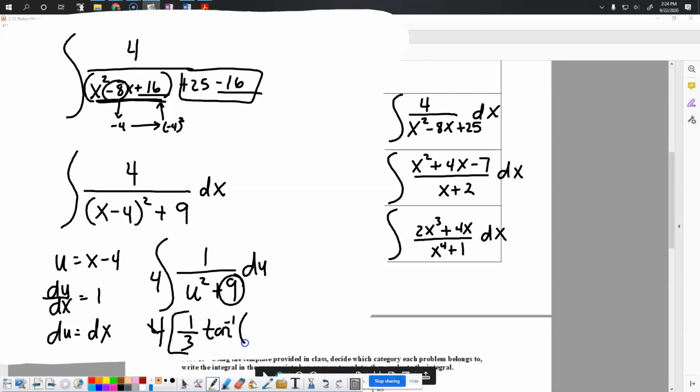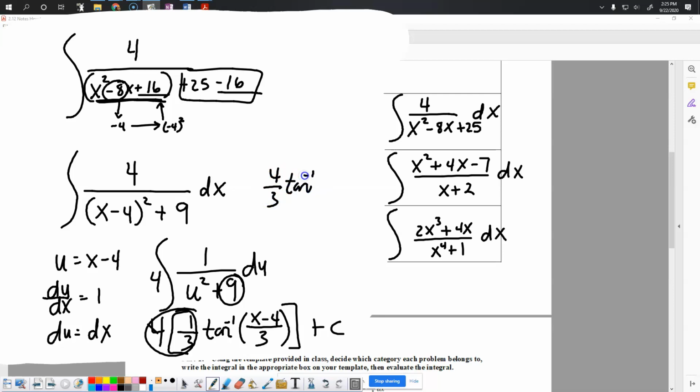Arctangent of u over a. And we don't want to forget our plus c. And we're going to put our u back in as x minus 4 now. In this case, I'm going to just multiply the 4 times the 1/3. And so your final answer would be 4/3 arctangent of (x minus 4) over 3 plus c.